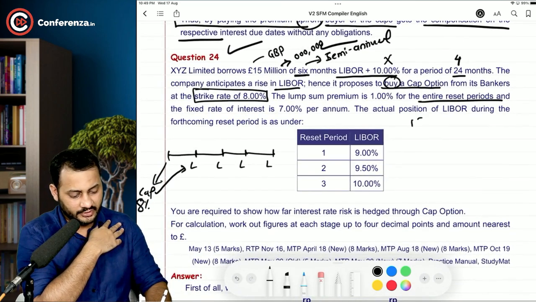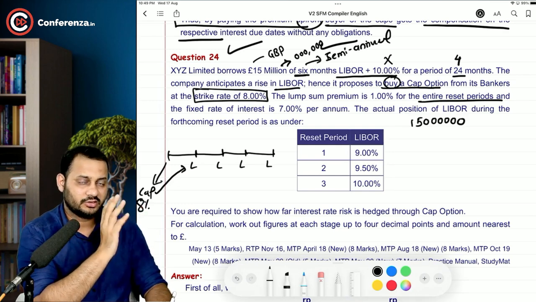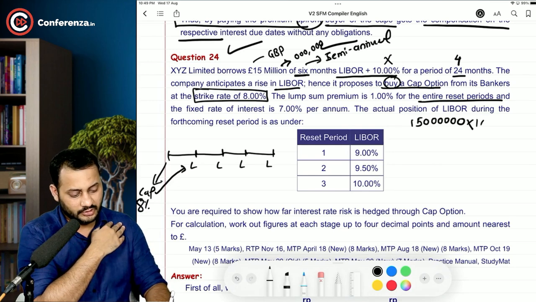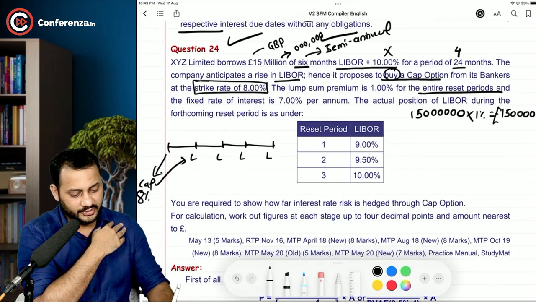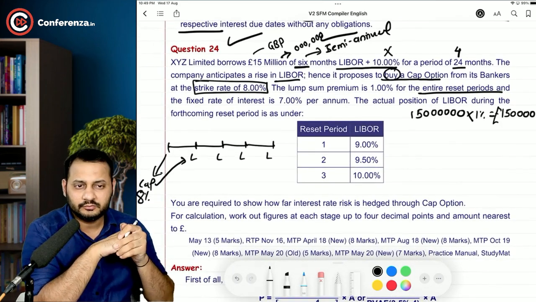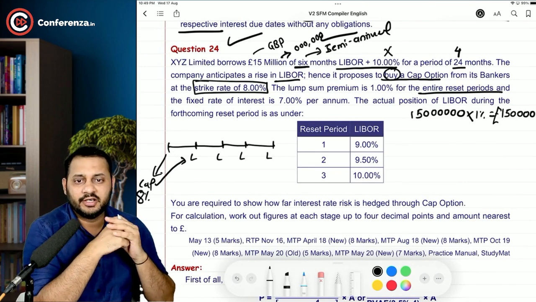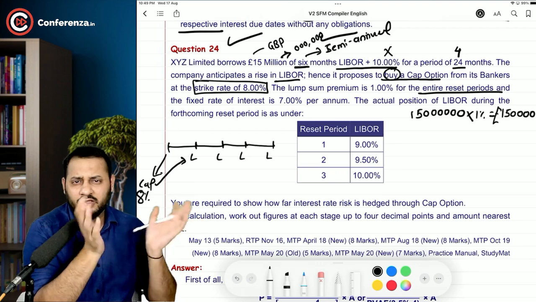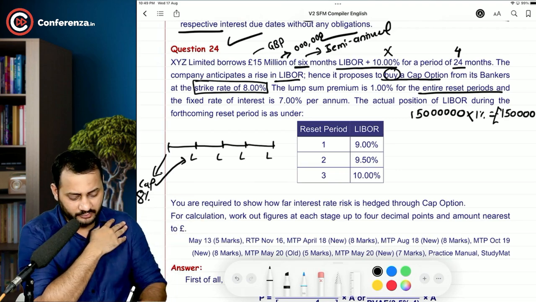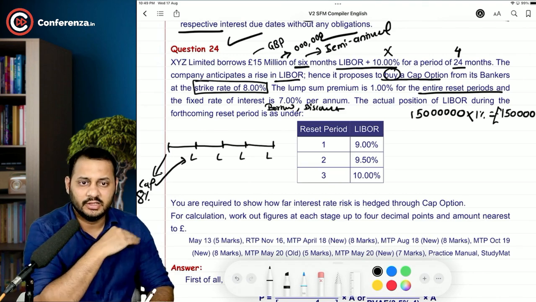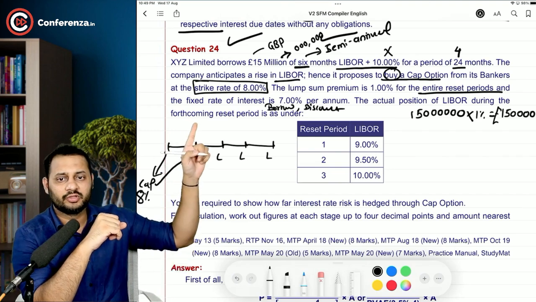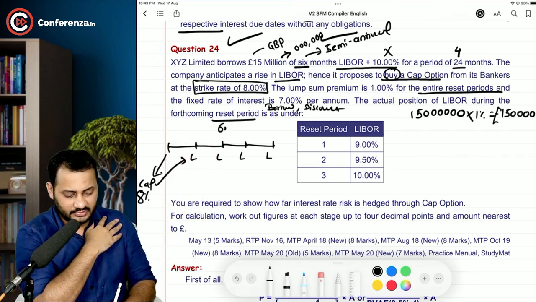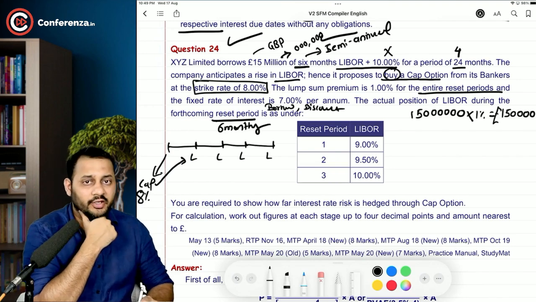So if you want to calculate, it will be 15 million, with 6 zeros, into 1%. That's 1,50,000, if you want to make the payment today itself. Now there is some trick in this question. The fixed rate of interest is 7% per annum. Every year the rate is 7%. So this is going to be a borrowing rate if you want to borrow, or a discount rate for other purposes. Then the actual position of the LIBOR during the forthcoming reset periods. Reset period means the 6-monthly period where you need to make a payment.